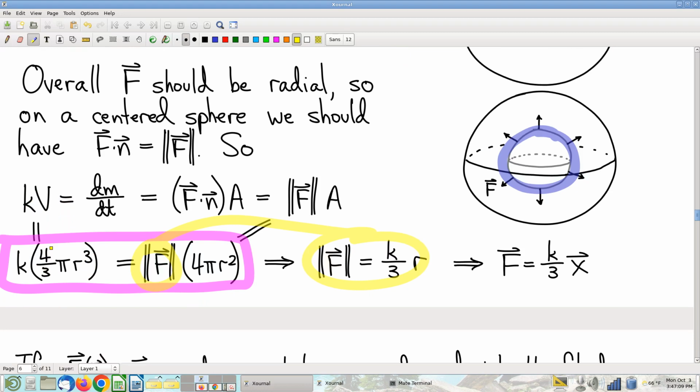You solve for the magnitude of F, and now we know a tremendous amount of information about this vector field. We have a radial vector field, which means it has to be a multiple of the X vector field. I also know that this magnitude is this particular constant times the radial distance away from the center. There's only one vector field that has that property, and that's this one right here. So we found the vector field.